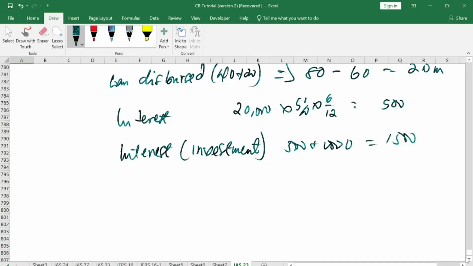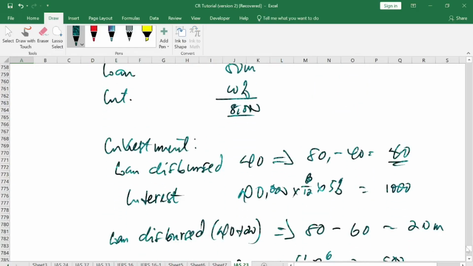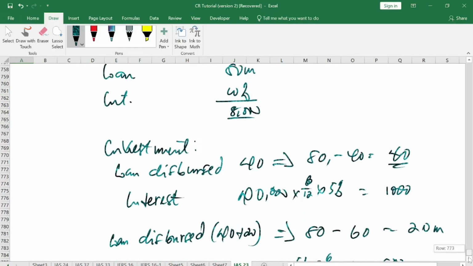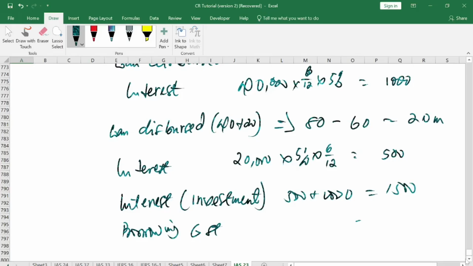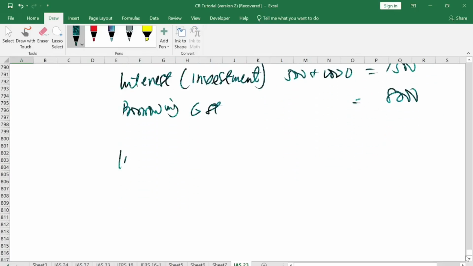Good. Then you have your borrowing cost to be capitalized. The borrowing cost for the accounting year is what I've calculated above: the interest of 8,000. So you realize that you also have your borrowing cost of 8,000. So here, what you will do is pick your investment interest, to be 1,500. Then you pick your borrowing cost to be capitalized, which is 8,000.